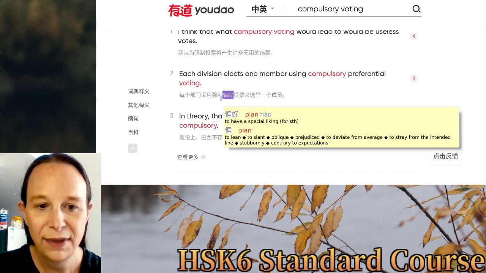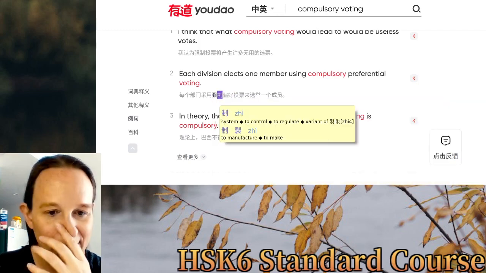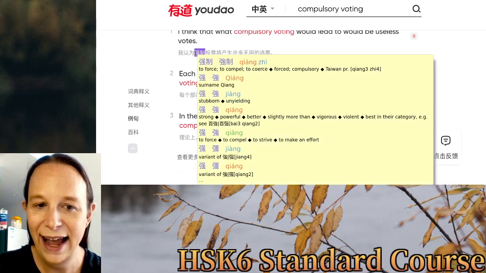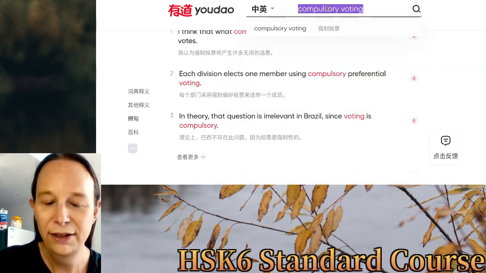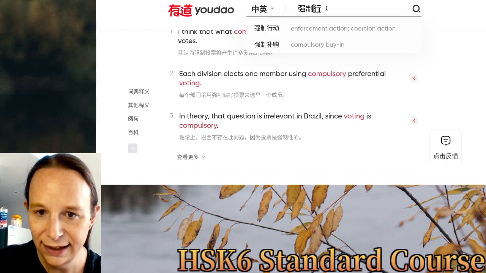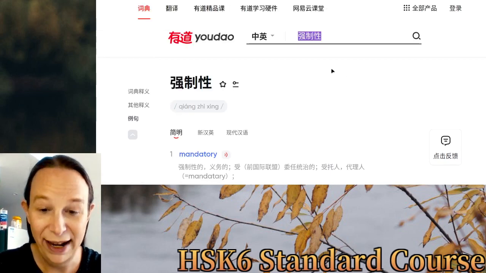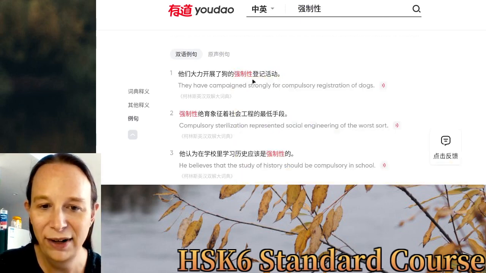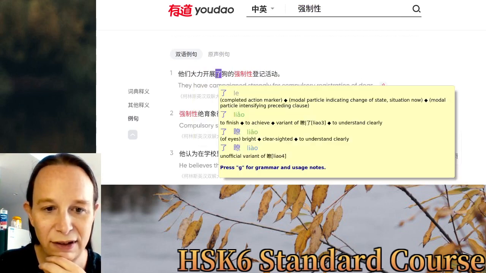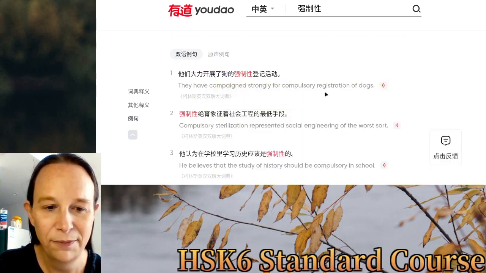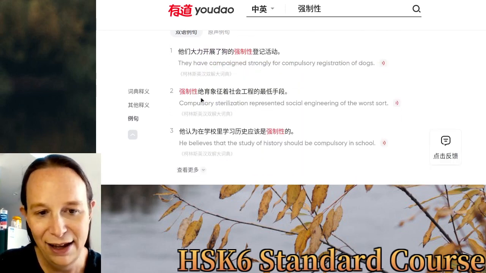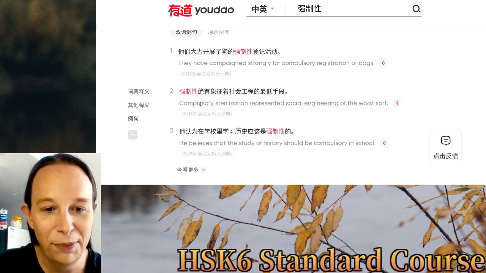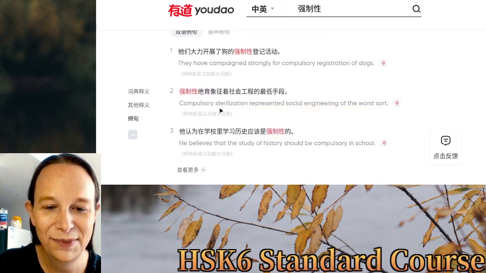Yeah, 强制. So 强制 here is being used as an adjective, right, to describe the voting. You often say 强制性, compulsory or mandatory or something. 登记活动. Okay, so you need to, it's compulsory to register. Compulsory registration of dogs. Okay. 强制性绝育. Compulsory sterilization. All right.